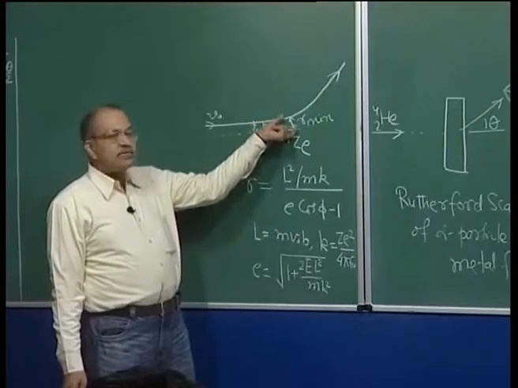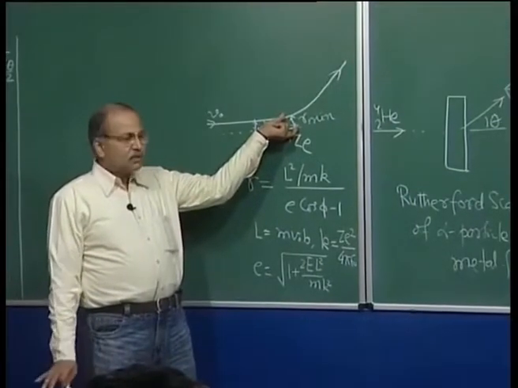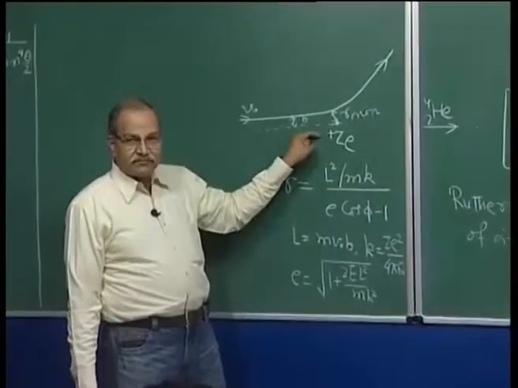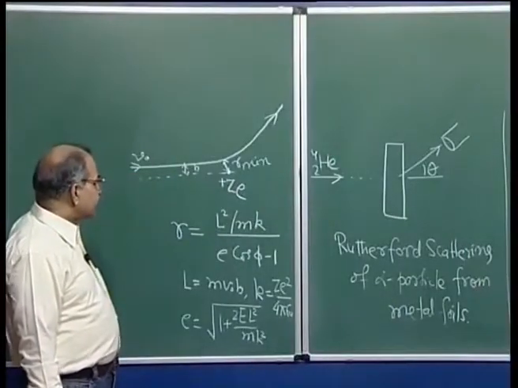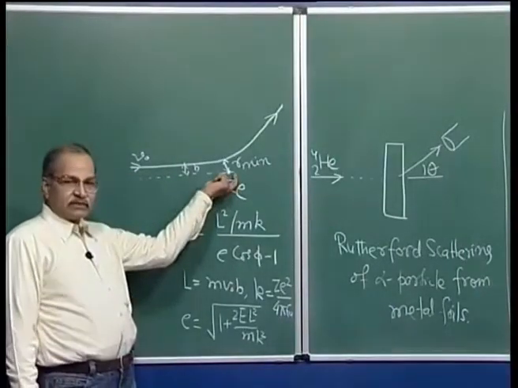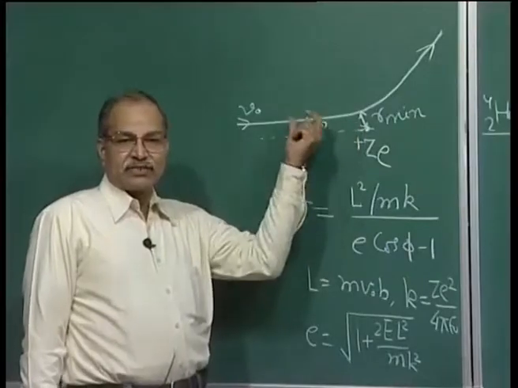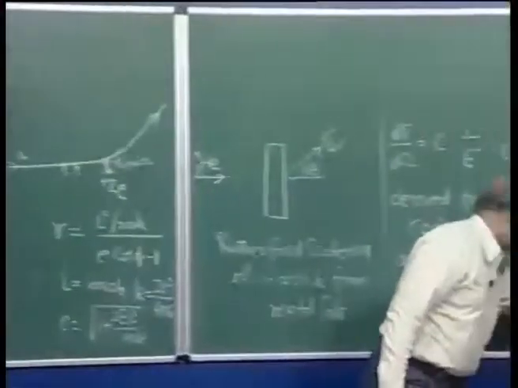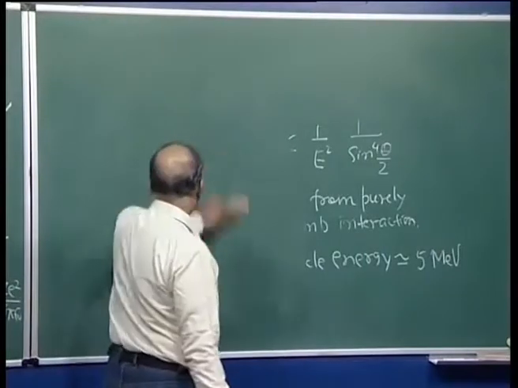To get an estimate of this minimum, I will make some simplification and just look at the head-on collision. So, if the alpha particle is heading directly towards this nucleus, what is the minimum distance it will reach? That is very simple, you do not have to go into the hyperbolic path and all that. Why am I interested in that?